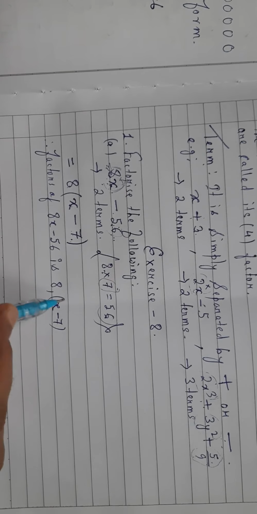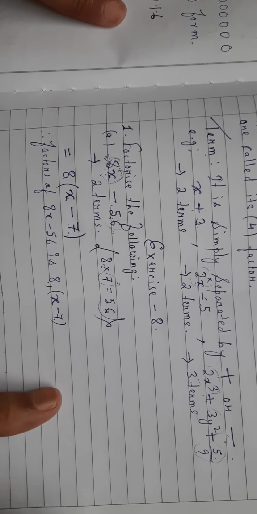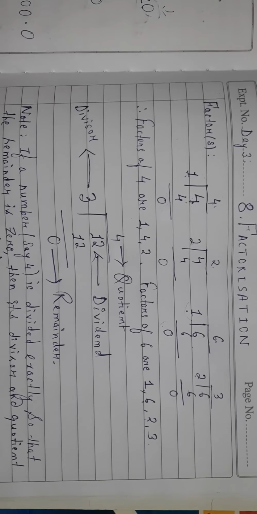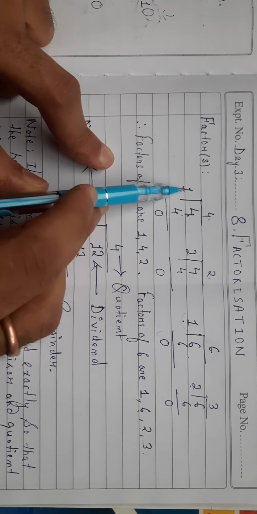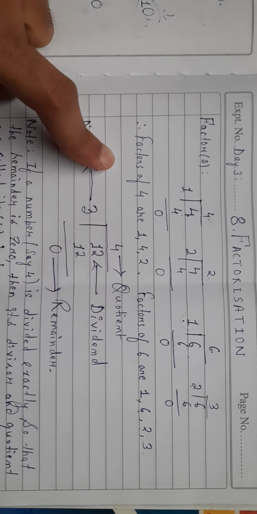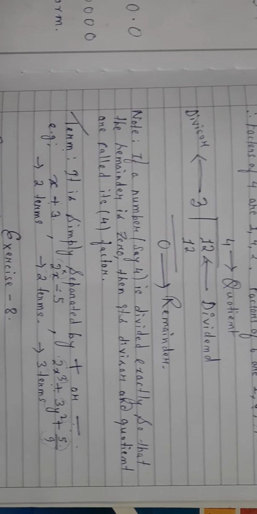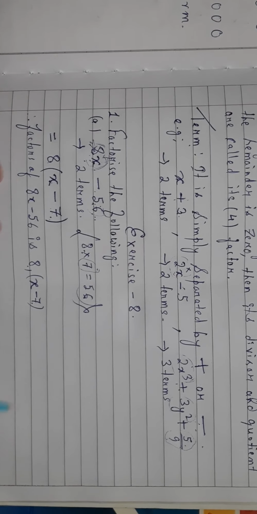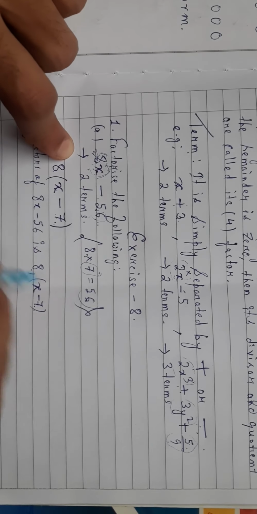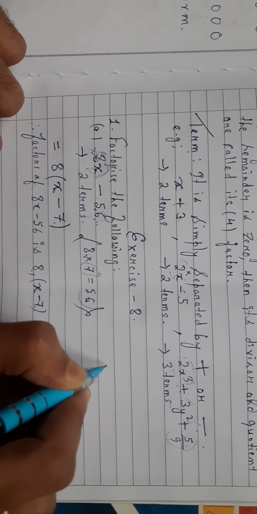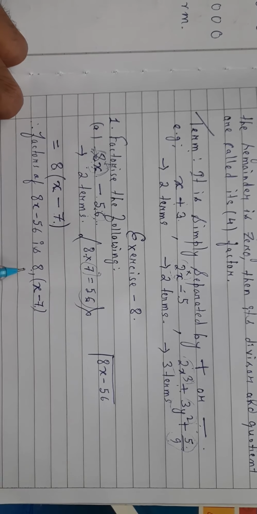Now since we have got the factors as 8 and x minus 7, let us verify with the concept of factor that we have done. We know the factors are those numbers which divide exactly, and the divisor and the quotient are the factors. So let us verify this concept here. Since we have said that 8 and x minus 7 are the factors of 8x minus 56, let us verify it. First number is 8x minus 56. So we have said 8 is the factor here.